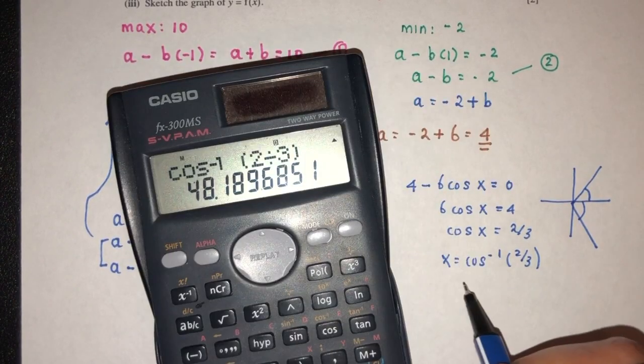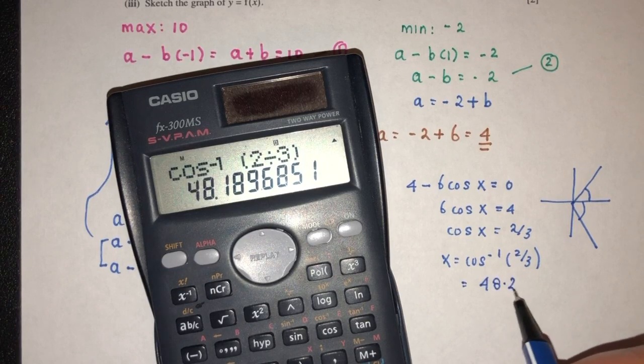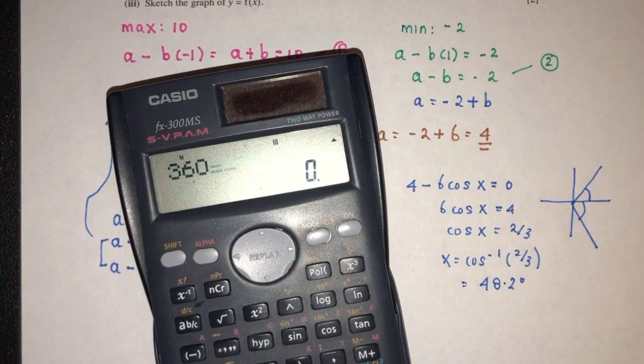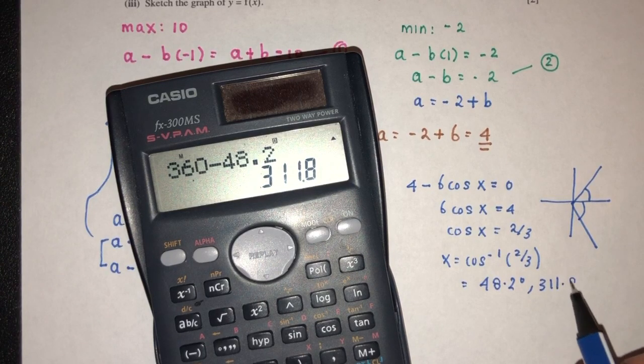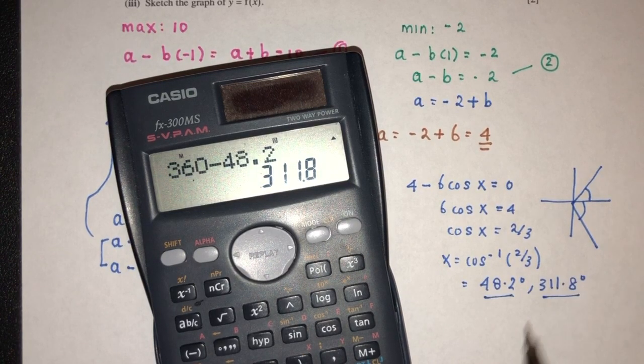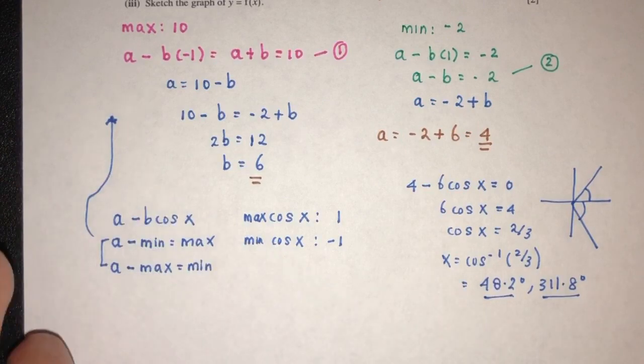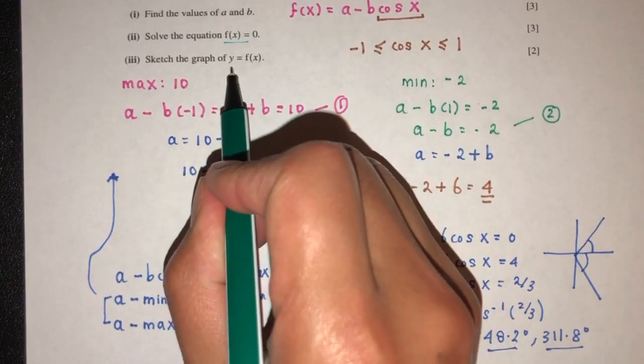That should be 48.2. That will be 360 minus 48.2. That will be 311.8. So these will be the two values of x that we have for that equation. Now for the last question, we have to sketch the graph of y equal to f of x.